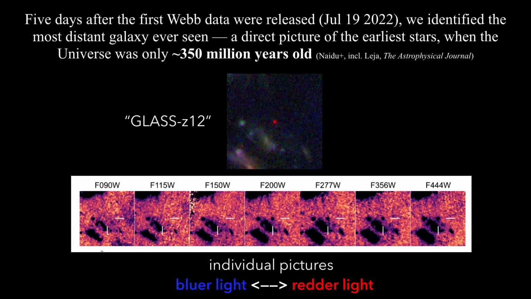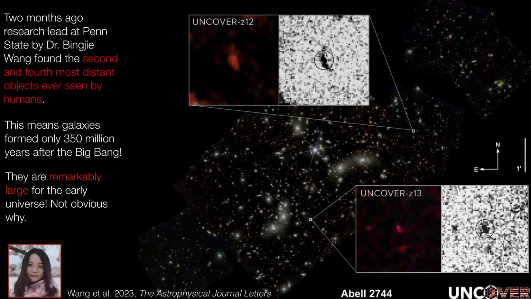And this is the color image. Not so spectacular, but again, this is science. This is what it looks like. This is called GLASS-z12. This record of the most distant object was broken again and again and again. Webb has just been an absolute factory for these distant early galaxies, exactly as it was designed to do.